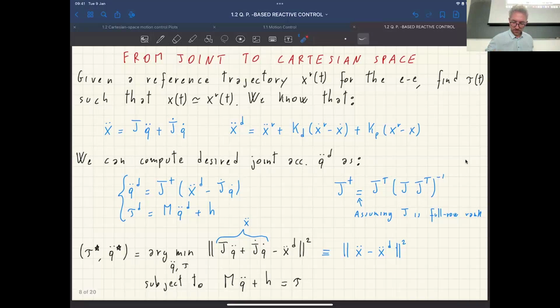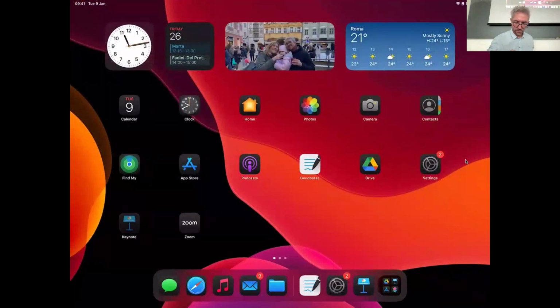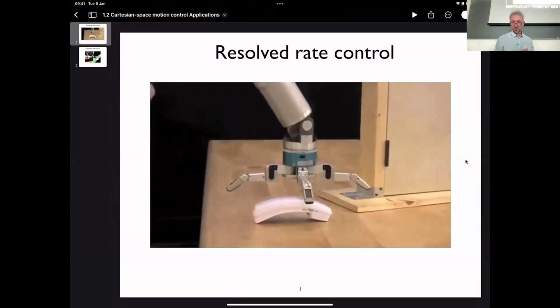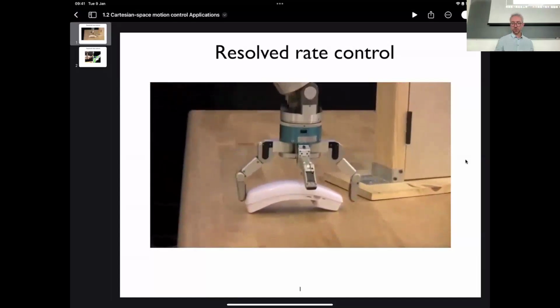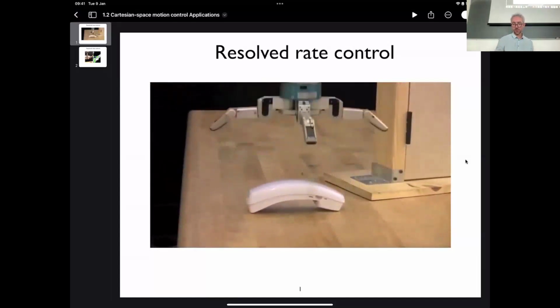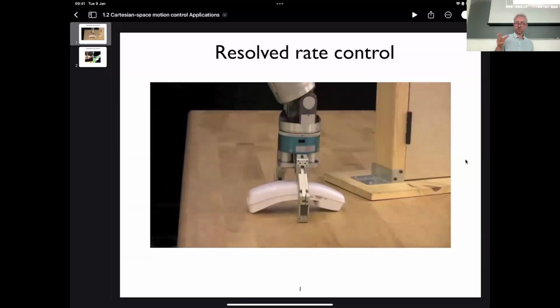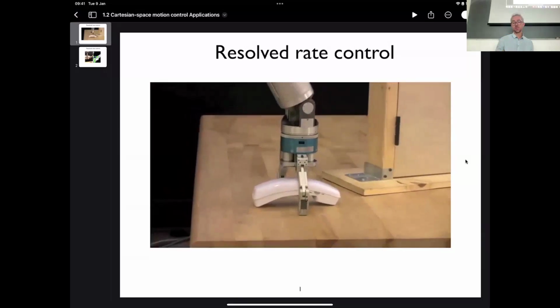Actually, now that I think about it, I think I had prepared, yeah, I have here a couple of examples. So here they use Cartesian space control for performing some tasks on this robot's arm. So this is not exactly the same kind of Cartesian space controller that I explained to you, but it's very similar.